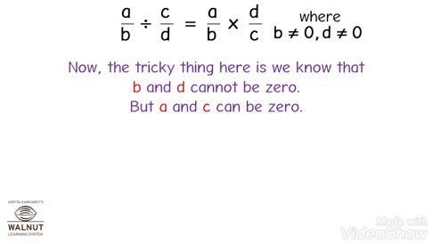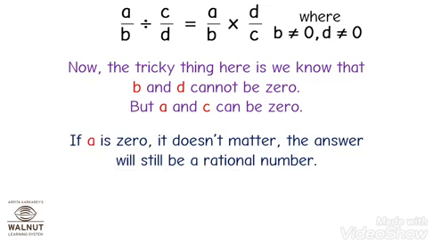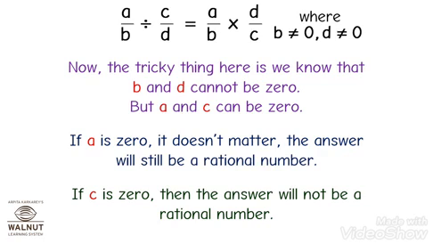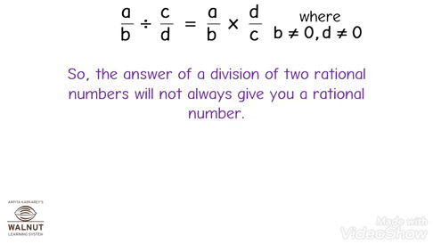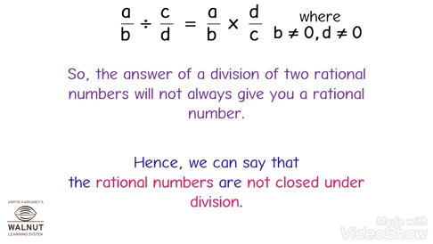Now, the tricky thing here is we know that B and D cannot be 0, but A and C can be 0. If A is 0, it doesn't matter. The answer will still be a rational number. If C is 0, then the answer will not be a rational number. So, the answer of a division of two rational numbers will not always give you a rational number. Hence, we can say that the rational numbers are not closed under division.